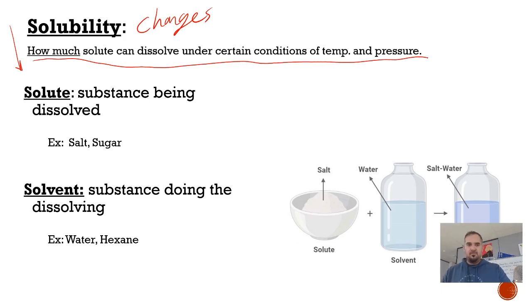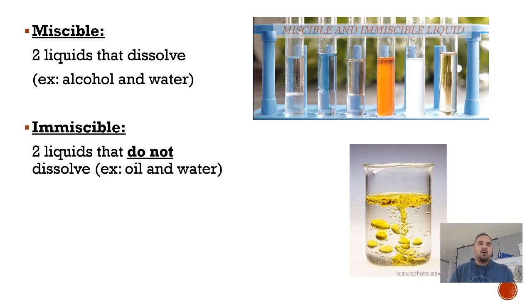Okay, let's move on. Two more terms here, also terms you've seen before. So the first one is going to be miscible. These are things that will dissolve into each other. So another term for this is soluble. So if they will dissolve into each other, they're called miscible. They're also called soluble. Just words that you need to know when you see them in a question.